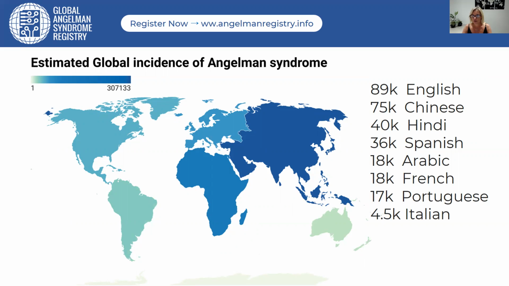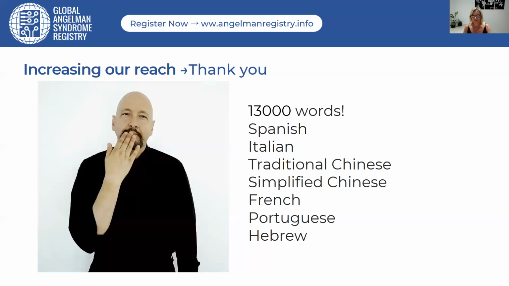So we've got a big population in India and Asia and Africa. And what we need to be able to do is branch out to these countries through partnerships with patient organisations to help understand their population and more translations.